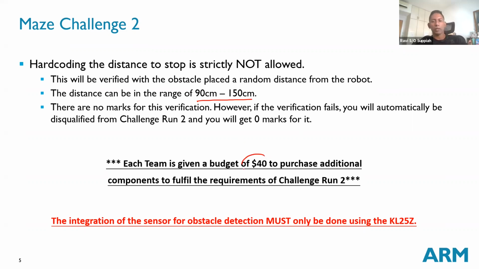Now you are given a $40 budget per team. I already clarified this in the earlier lecture. Initially, I said $50, but I went to check again. It's actually $40 per team. So you can purchase any additional components you want to fulfill challenge run 2. It's up to you how you want to do it, but this is the budget you have.